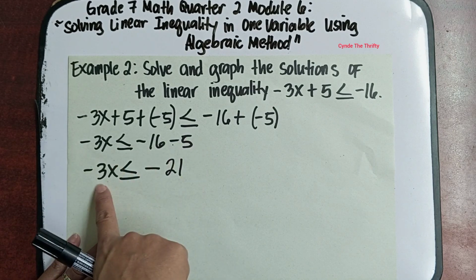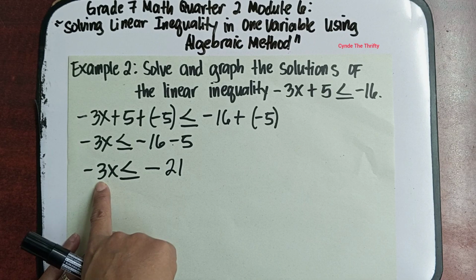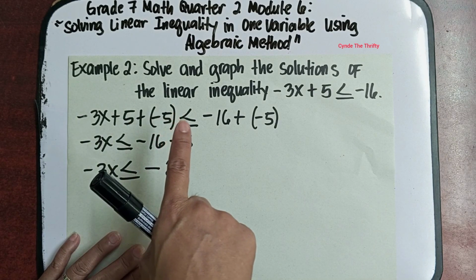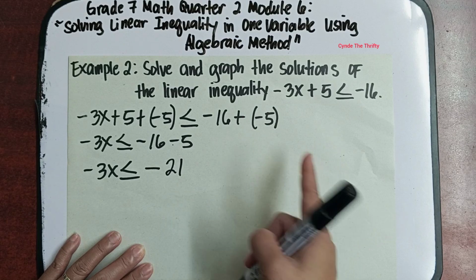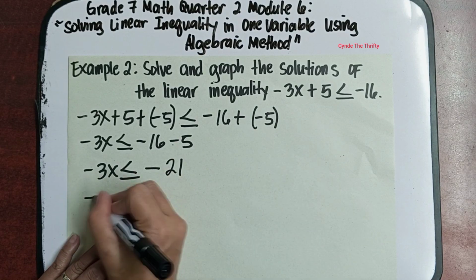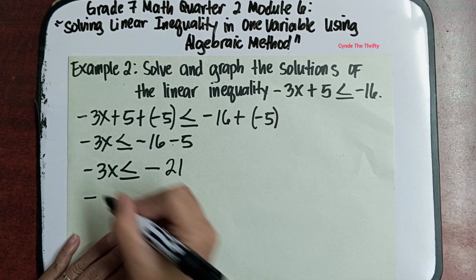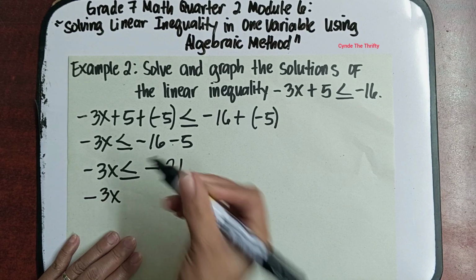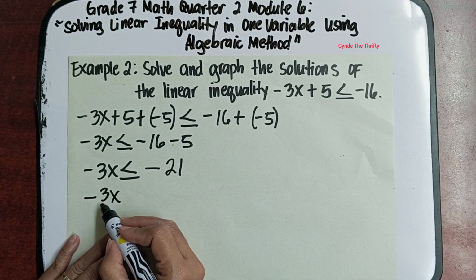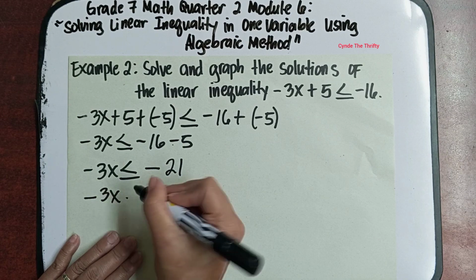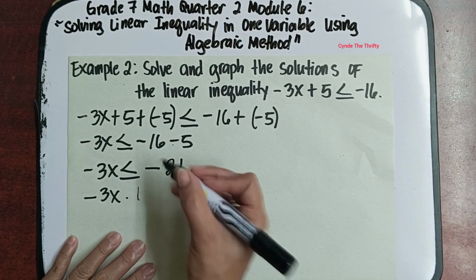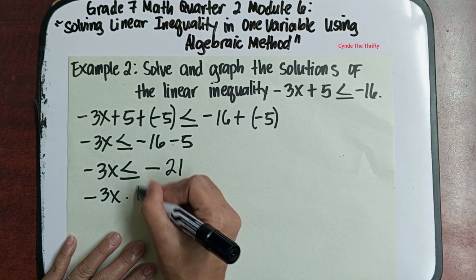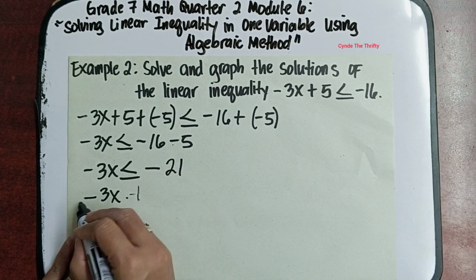Meron pa tayong numerical coefficient sa tabi ni x. So, ang gagawin natin, gagamitin natin ang multiplication property of inequality or MPI. I-multiply natin siya sa kanyang reciprocal. Okay, so 3x. Ano ang reciprocal ni 3 or kabaliktaran ni 3? 1 over 3. So, multiplied by 1 over 3. So, si 1 over 3 natin is a negative number kasi negative 3 siya.